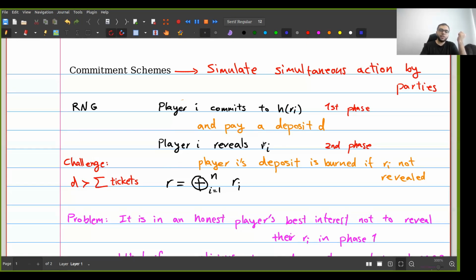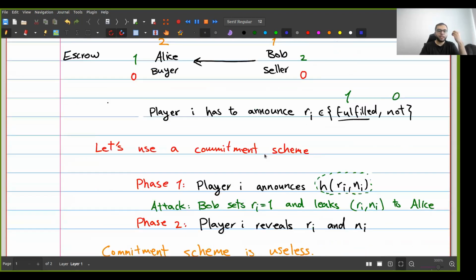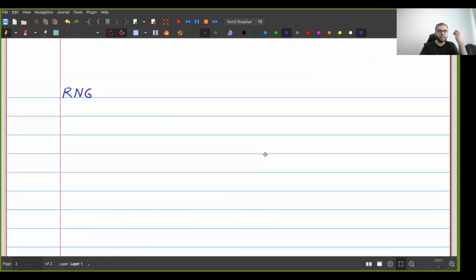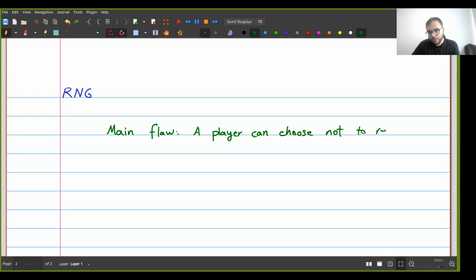And the whole reason that we are putting down this large deposit is because we want to be able to force the player to reveal their value. So the flaw in our system is that the players can choose not to reveal. This is the main flaw. A player can choose not to reveal. And we saw how this can create all sorts of problems for us.